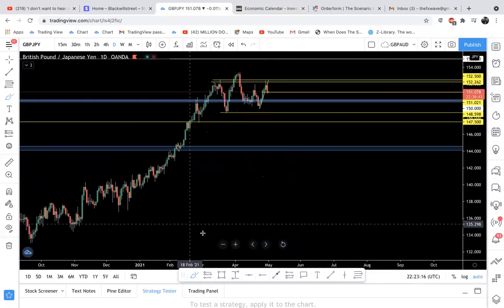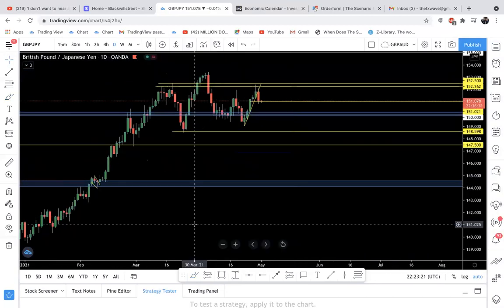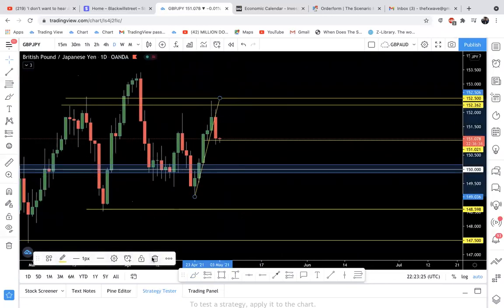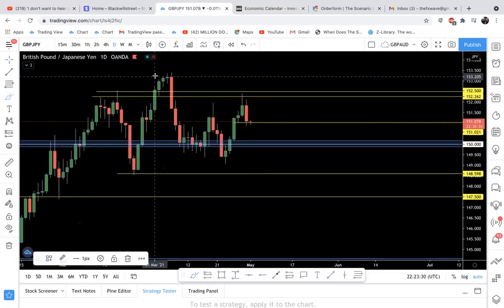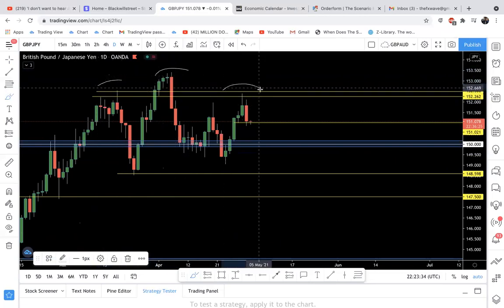GBPJPY. So on our private Discord, we actually gave this out. I gave this out to end the week. We were able to catch about 85 pips on it. Overall, I still think we would get more downside on GJ, because if we look at this on the daily, we have a head and shoulders right here, right? Left shoulder, head. This is like a right shoulder right here.